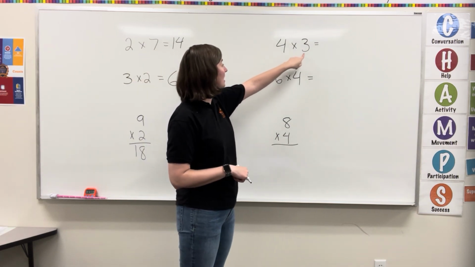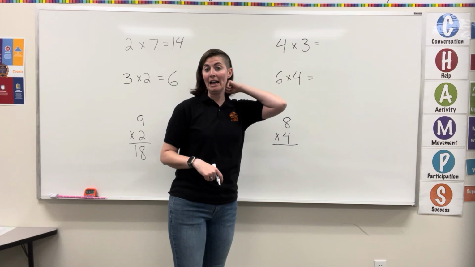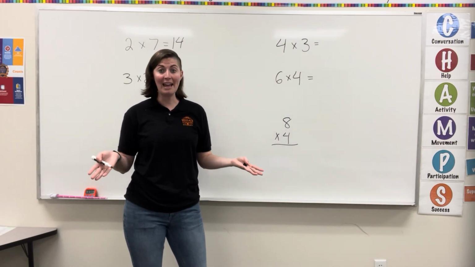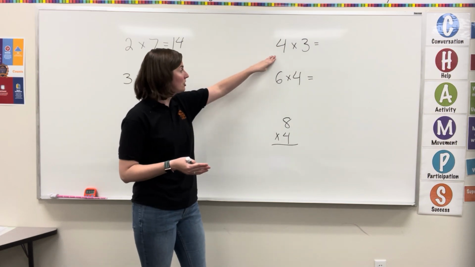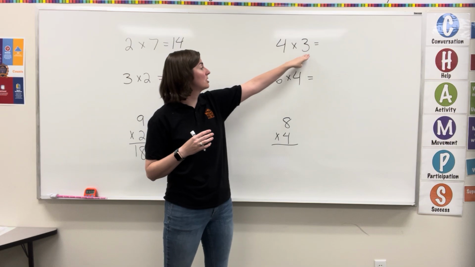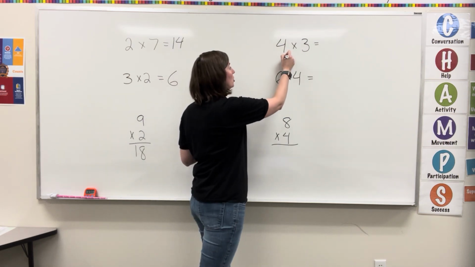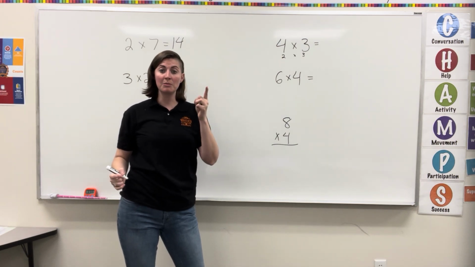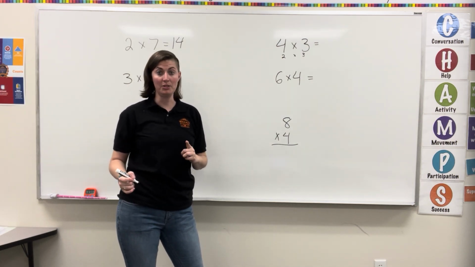So I have 4 times 3. Now, having your 3s and 4s skip count memorized is a little bit harder. Some of you may have that, and that's awesome. But if you don't have it, we can still use our 2s. So instead of 4 times 3, I'm going to think 2 times 3. If I can do 2 times 3, I can get to 4 times 3.